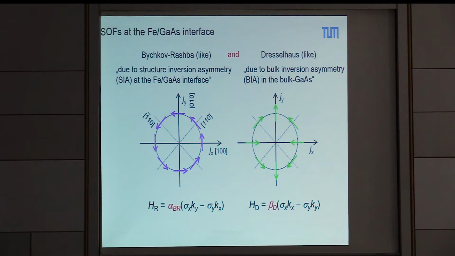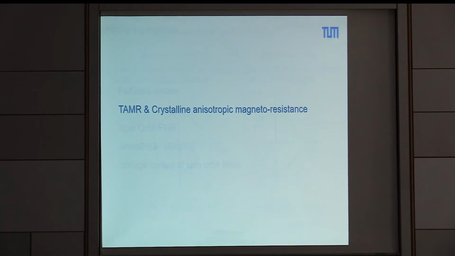So if you run a current through the device, you will produce this magnetic field. And this magnetic field can then, of course, interact with the magnetization. And you have two different coupling constants here, the Rashba coupling constant and the Dresselhaus, that describe the strength of this interaction.